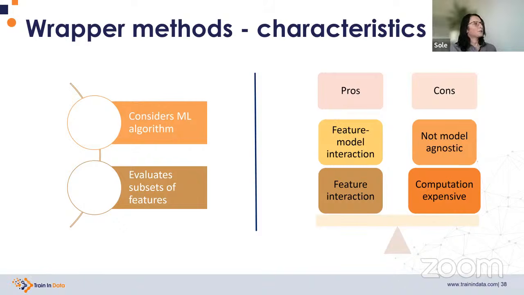The characteristics of wrapper methods are that they consider the machine learning model that we want to build, and therefore they consider the feature-model interaction, and they evaluate subsets of features, so they also evaluate feature interaction. On the downside, they are not model agnostic. This means that the optimal feature subset for a random forest may not be the optimal feature subset for a logistic regression, and they are very computationally expensive. So if we end up building various machine learning models, we basically need to do wrapper methods for each one of them, and it's going to take a huge amount of computing resources.